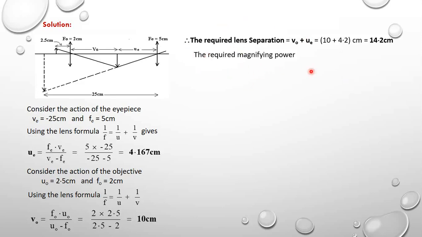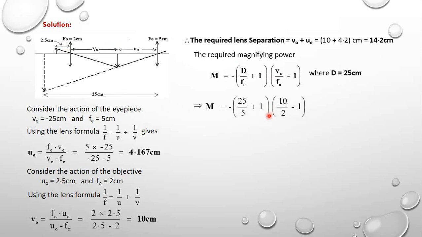Let's also get the required magnifying power using the formula. So we substitute, where D is 25 centimeters, and FE we know as 5 centimeters, F0 is 2 centimeters. When we substitute, we can get our magnifying power as negative 24. So we shall neglect the negative there and conclude that the required magnifying power is 24.